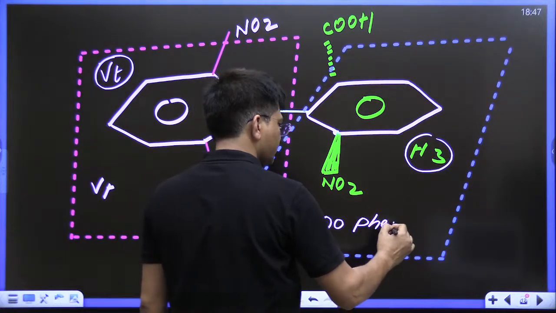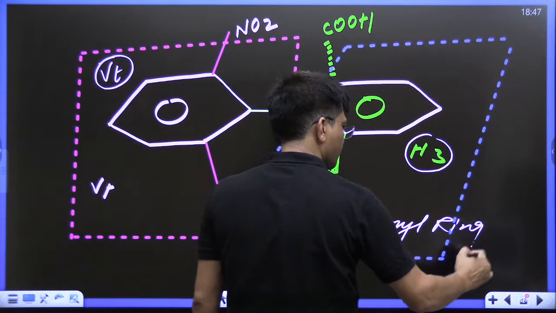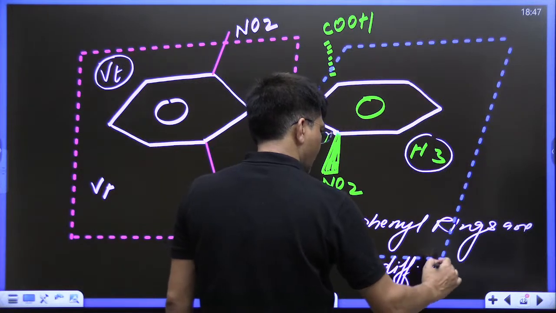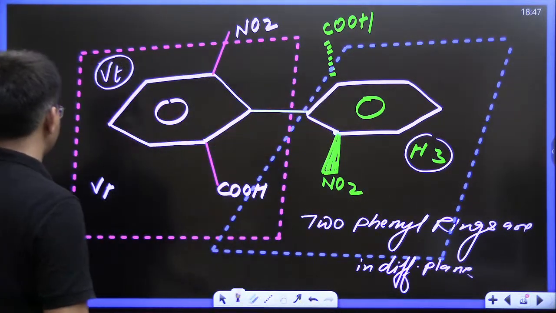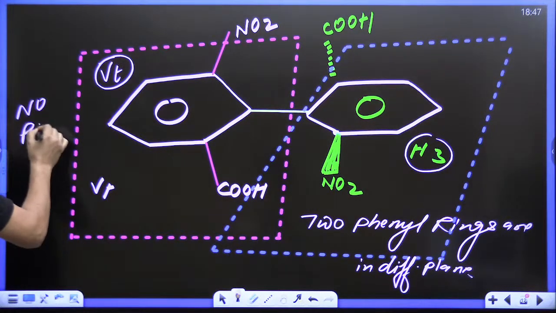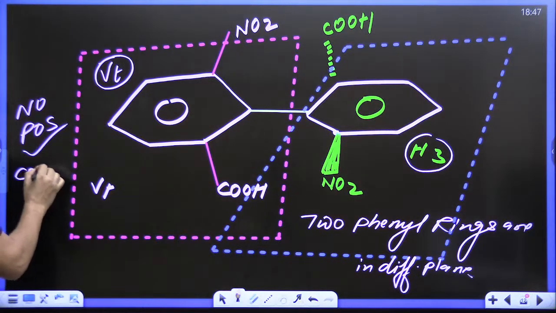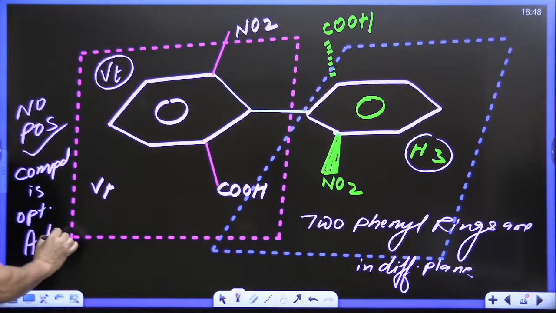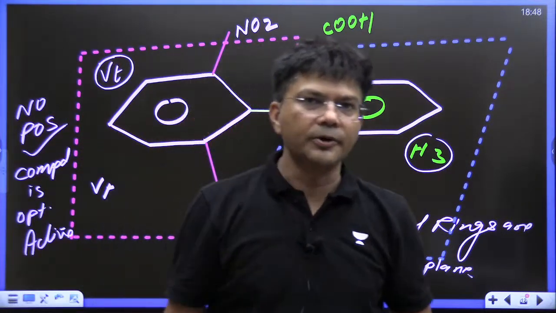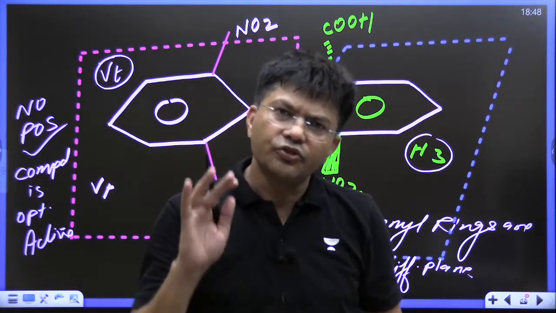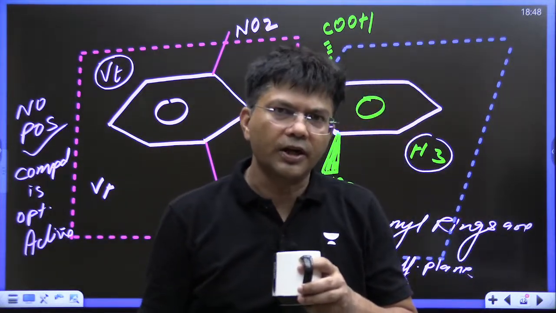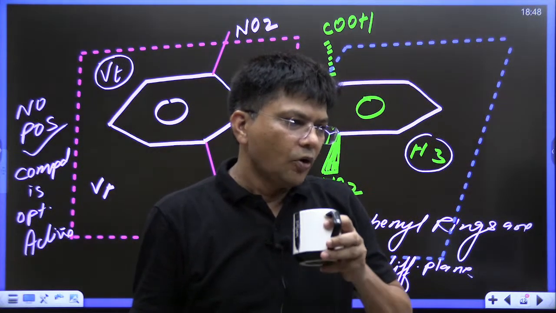Two phenyl rings are in different planes. And that's why there is no plane of symmetry. No plane of symmetry means the compound is optically active. Is there anyone who is able to understand, kids? Do let me know in the chat section whether you are able to understand. If you're not able to understand anything, just remember R1 and R2 should be different and they must be located at ortho. That compound is going to be optically active.